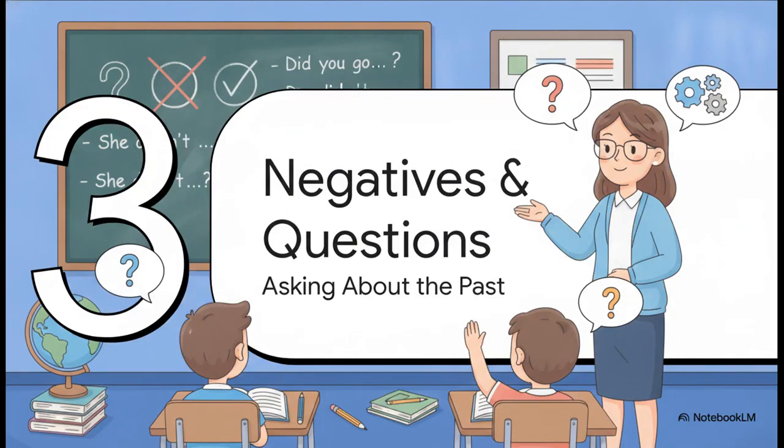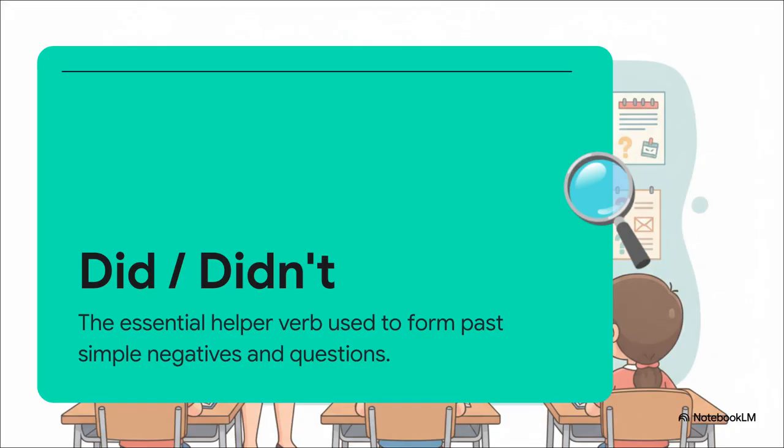Let's look at section 3, negatives and asking questions. Okay, so we know how to make positive statements about the past, right? But what if you need to say something didn't happen? Or what if you want to ask someone else about their past? Enter our secret weapon, a tiny but mighty helper verb, did. Whenever you need to form a negative statement or ask a question in the past simple tense, did swoops in to do all the heavy lifting for you.